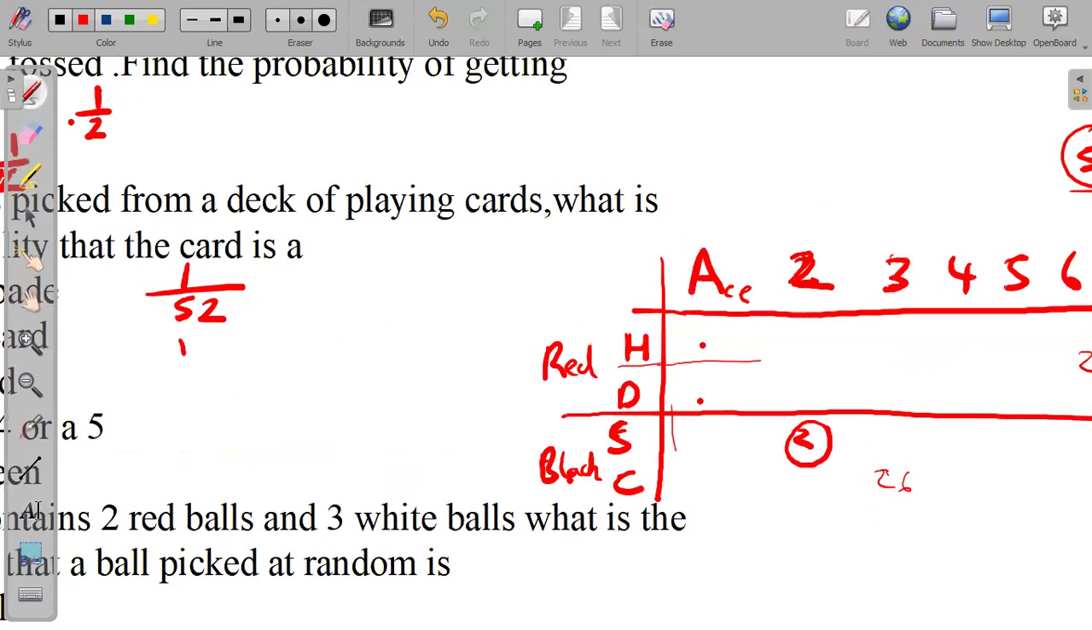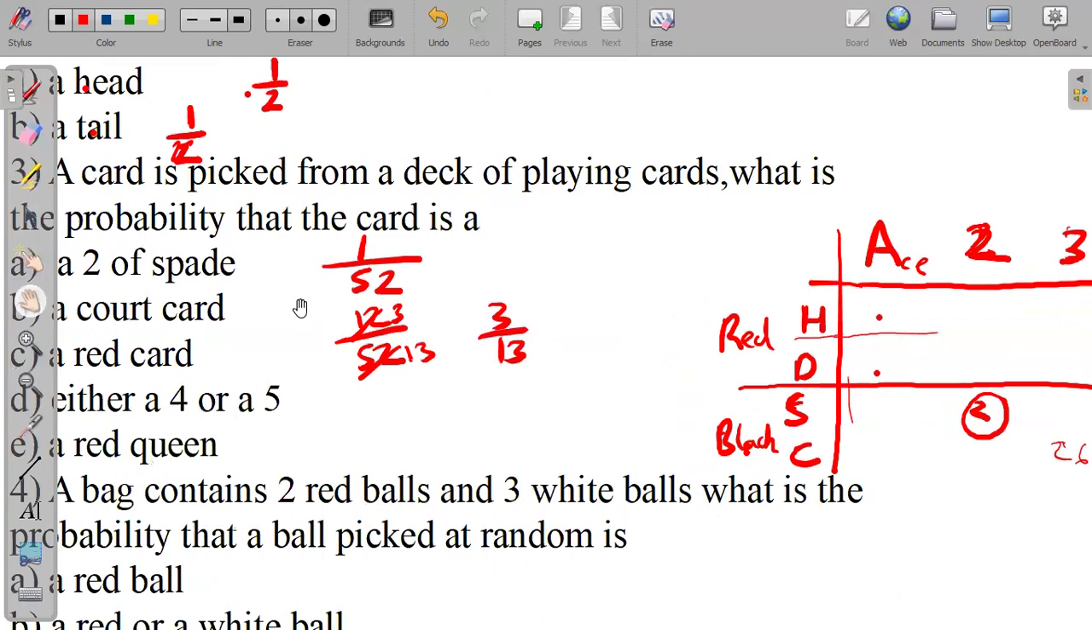So we can safely say 12 over 52. Reducing that to the lowest term, the common factor we can use is 4. 4 into 12 is 3, 4 into 52 is 13. So it's 3 over 13.